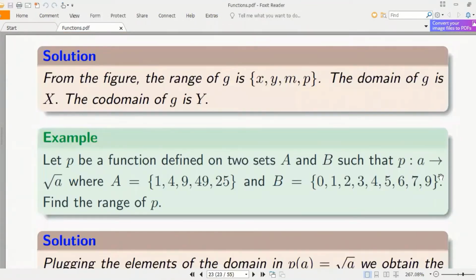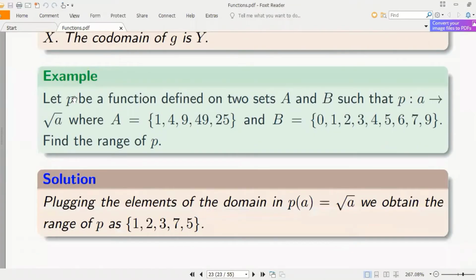And so those are my answers. And look at this other example. Let P be a function defined on two sets such that P has its output, where set A is this and set B is this. And the range of P is very easy. This person is just asking you, where will 1 be assigned? Where will 4 be mapped to? Where will 9 be assigned to?